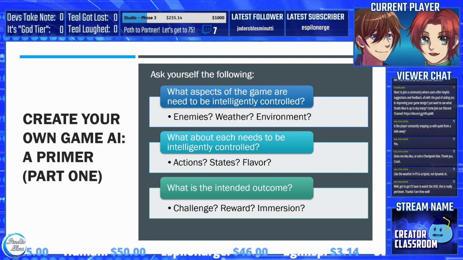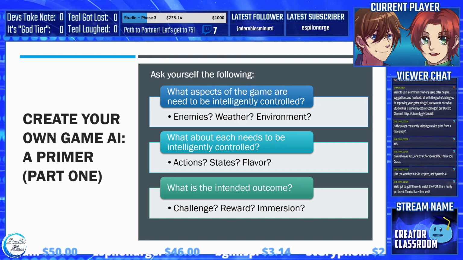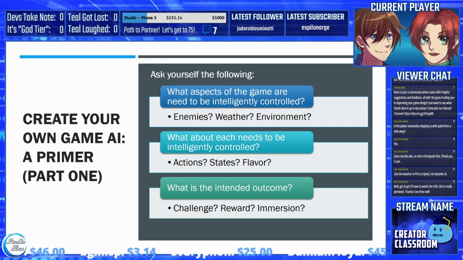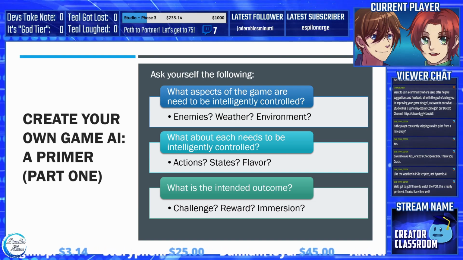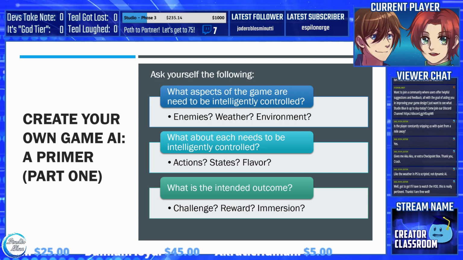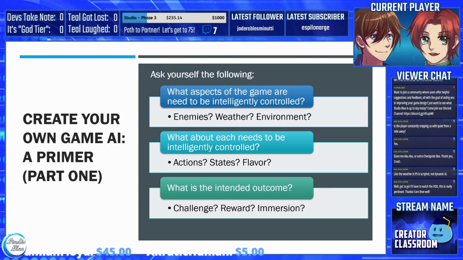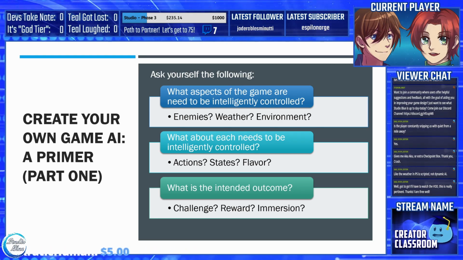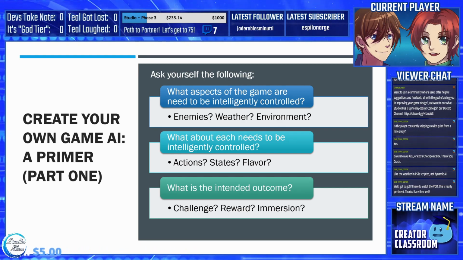So what about each AI needs to be intelligently controlled? Actions of the creatures. The state of the creature, the state of the weather, the state of the sounds. The flavor of the world. Is the wind blowing hard? Is the wind blowing a little? Do you hear a flute in the background or not? So that's the second question. What about each of those things needs to be intelligently controlled?